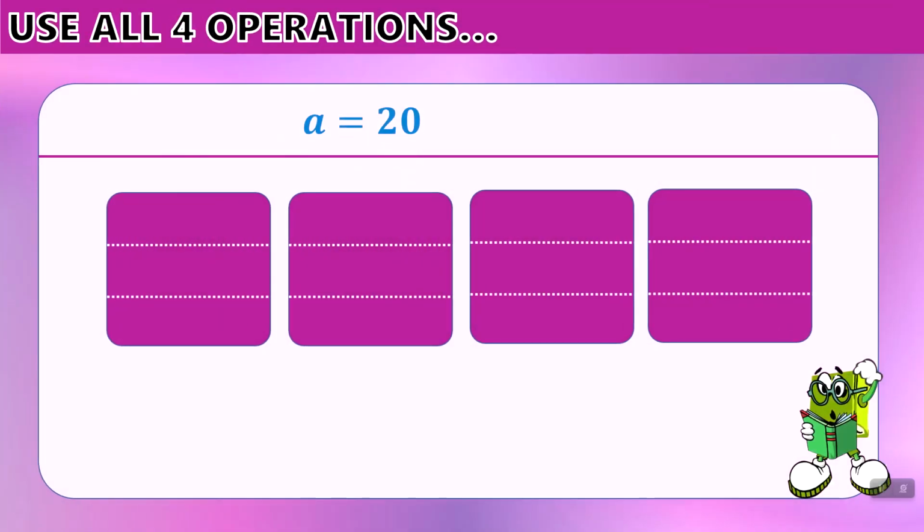Now let's use all four operations using the fact in this question that a is equal to 20, and b is equal to 4. Every place that we see a, we will substitute it with 20, and everywhere we see b, we will substitute it with the number 4. Let's look at a plus b, a minus b, ab, and a divided by b.